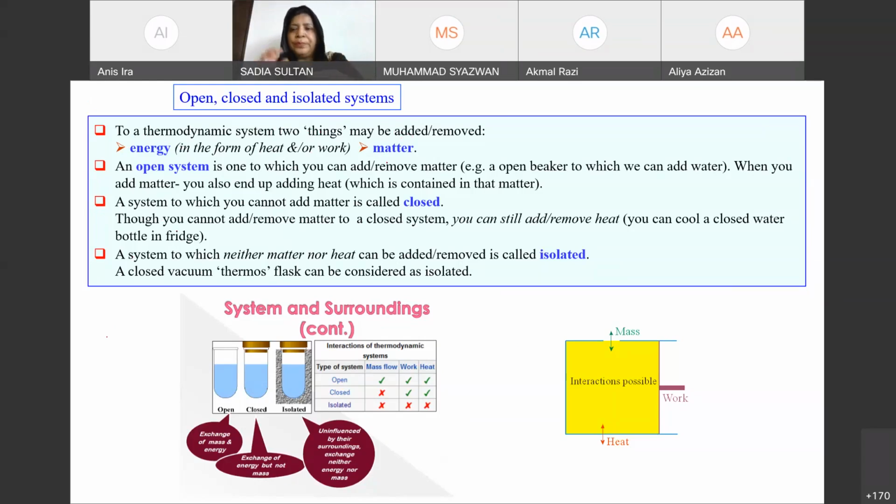Energy. As I told you, a cup of tea is hot. After half an hour or 1 hour, it becomes cold. It means the energy is transferred from the cup. Previously the cup was hot, but now it's not too hot.